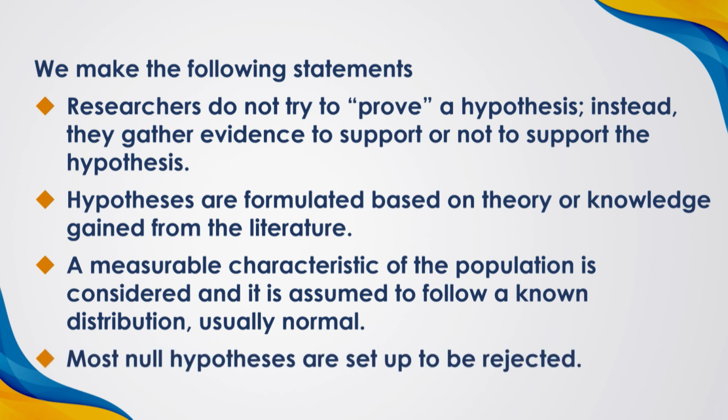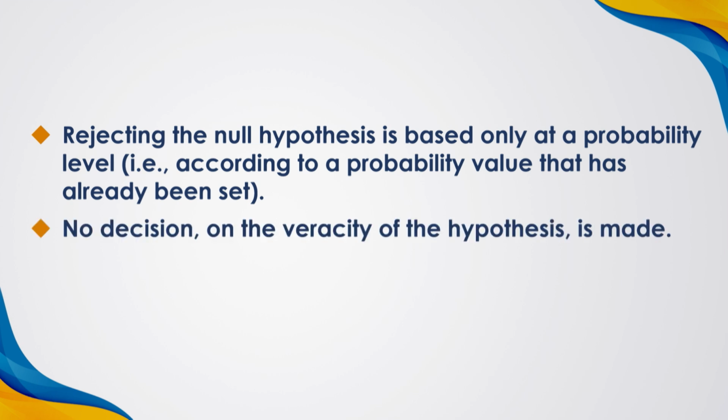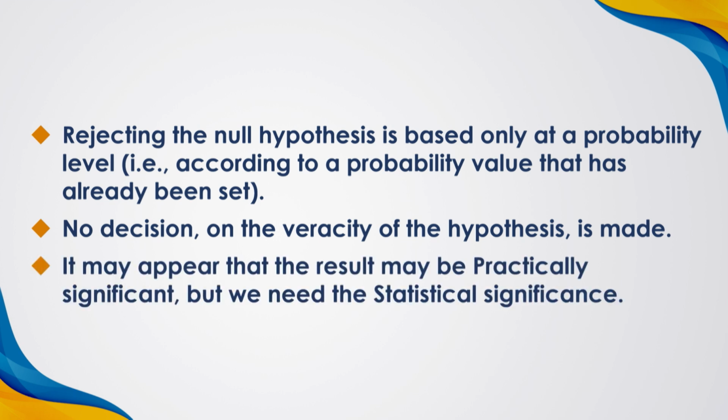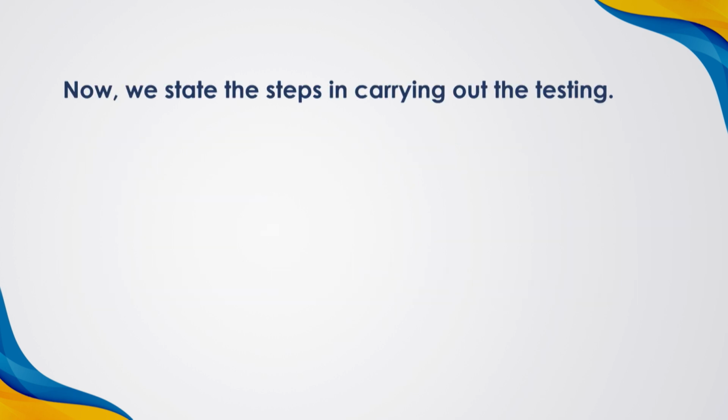Most null hypotheses are set up to be rejected. Rejecting the null hypothesis is based only on a probability level, that is, according to a probability value that has already been set. No decision on the veracity of the hypothesis is made. It may appear that the result may be practically significant, but we need the statistical significance. Now, we state the steps in carrying out the testing.